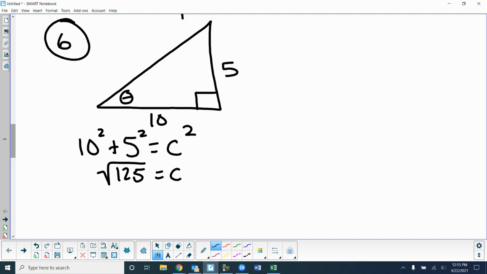But I always tell you, on square roots, you should simplify, right? So what number can I pull out front? A 5. So the hypotenuse is 5 radical 5.